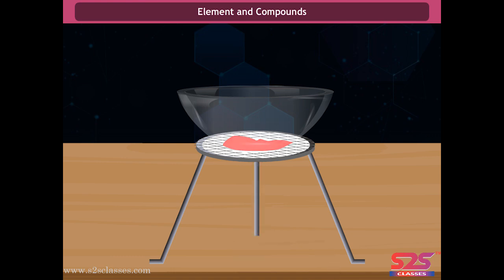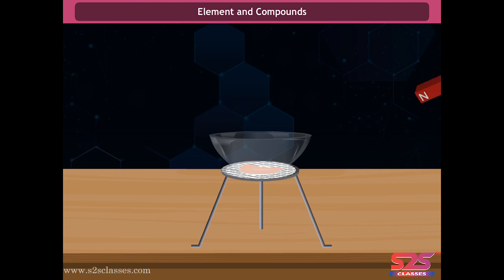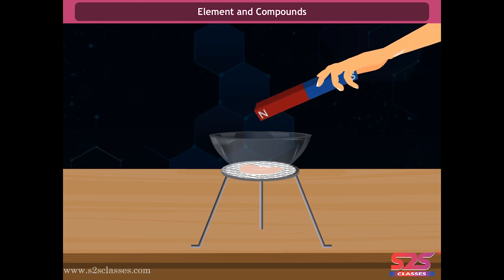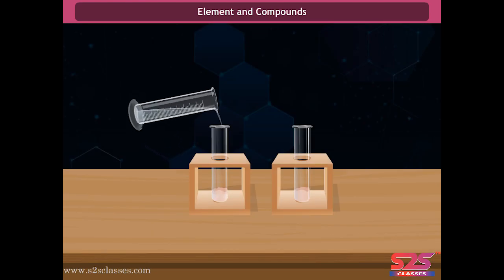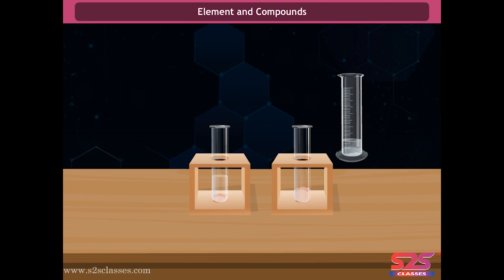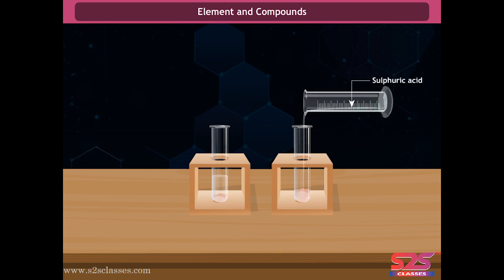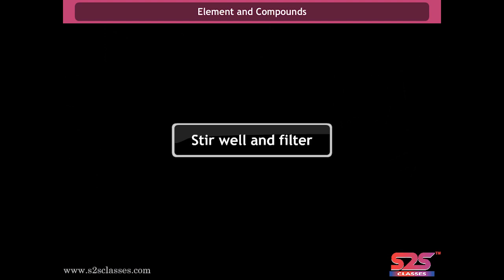Remove the flame and let the mixture cool. Check again for magnetism in the material obtained. Bring a magnet near the material and check if the material is attracted towards the magnet. You will observe that the material does not get attracted. Add carbon disulfide to one part of the material obtained and dilute sulfuric acid to the other part of the mixture. Stir well and filter.